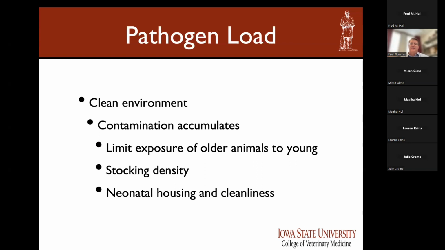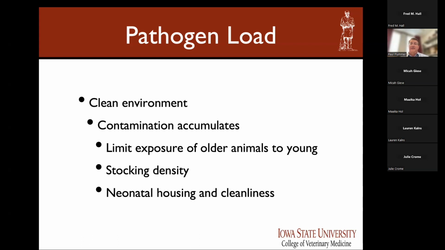So we want to limit our exposure of older animals to young animals. If you have neonatal diarrhea in a group of animals and you have a newborn kid and you drop it in that pen, they're almost destined to get neonatal diarrhea. So we want to maintain segregation by age. We want to keep those newborn kids in a clean environment, and away from animals that potentially have previously had diarrhea.